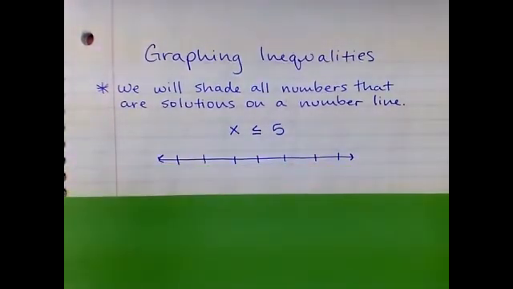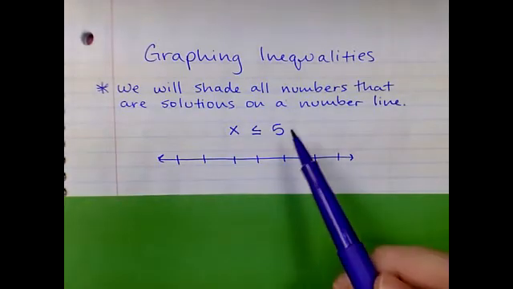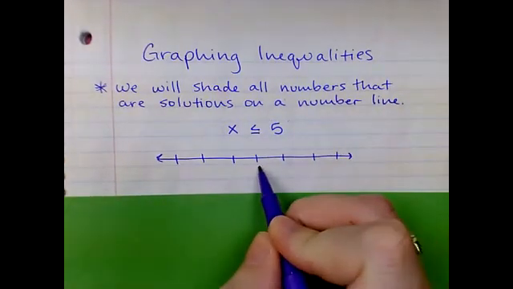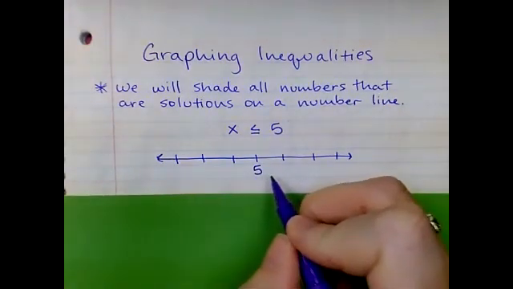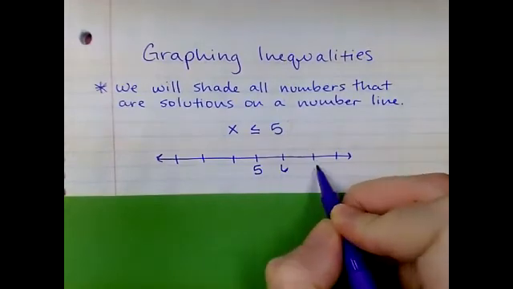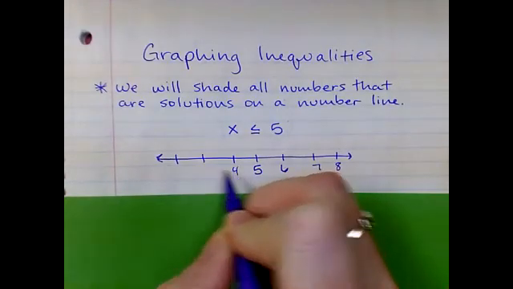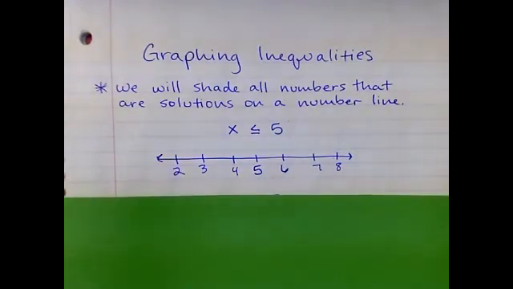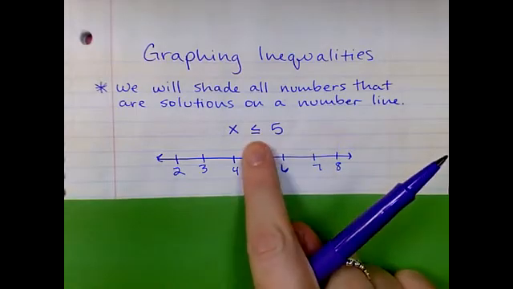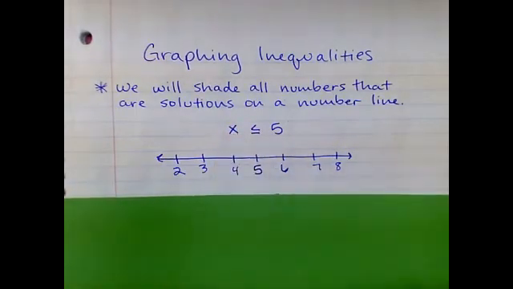So let's see what that would look like on a number line. I have a number line here. I'm going to put the important number, my number 5, right in the middle of my number line. And then from there, I can label some other of these lines. So 5, 6, 7, 8, 4, 3, 2, right? We're just labeling our number line so we kind of know where we are in our numbers. Now we want to shade all of the numbers that could be solutions to our inequality here, all of the numbers that x could be.